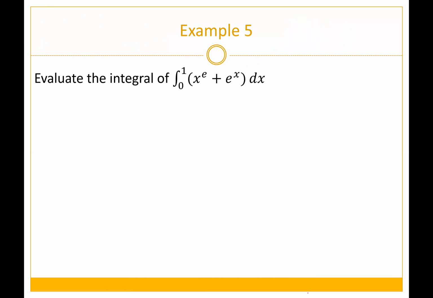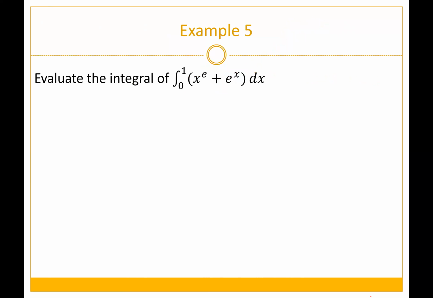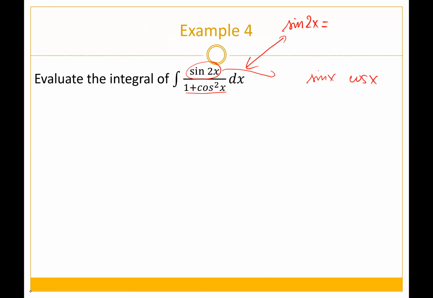It means that, let's see here, you have 1 plus cosine square x in the denominator. However, in the numerator, you have sine of 2x. If you want to actually solve the problem, you have to put this into some form of sine x and something of cosine x. So this is what I'm going to do. That's why I'm saying you're going to use the double angle formula. Sine 2x is 2 sine x multiplied by cosine x.